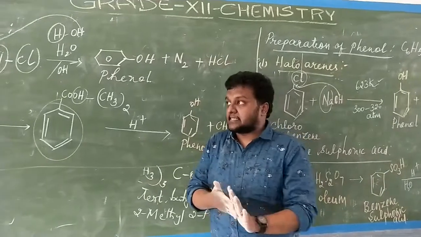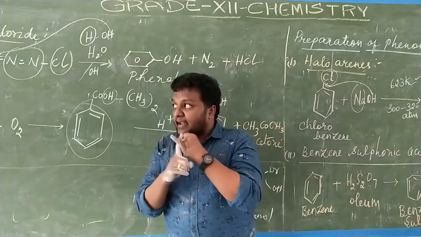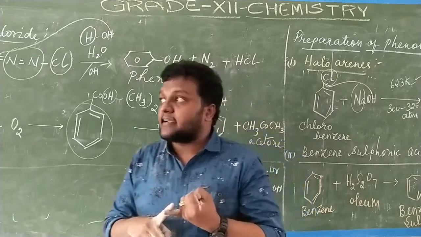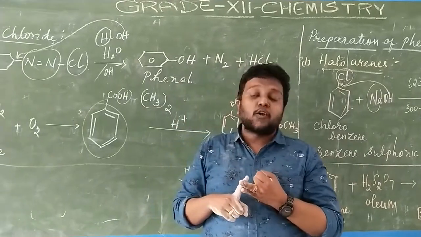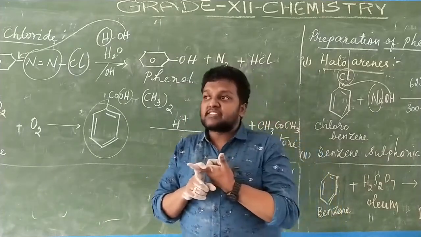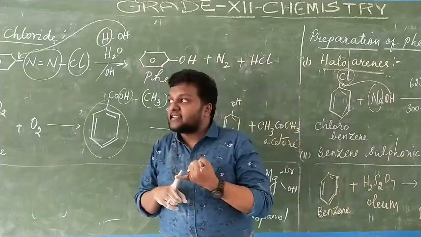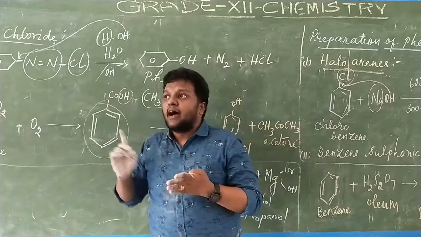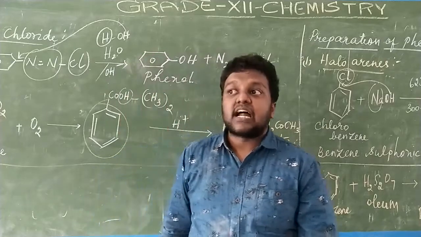So today we have started with the alcohols, phenols and ethers lesson. From alcohols we have studied four different methods of preparation. First is from alkenes, acid catalyzed hydration of alkenes; second is hydroboration oxidation; third is reduction of carbonyl derivatives; and fourth is from Grignard's reagent. Next we studied preparation of phenol: from haloarenes, second from benzene sulfonic acid, third from benzene diazonium chloride, and fourth from cumene.